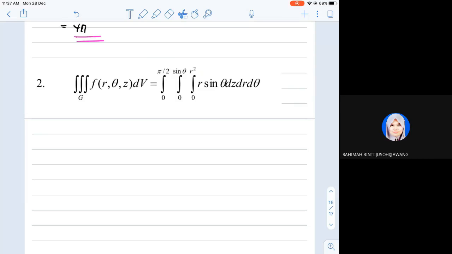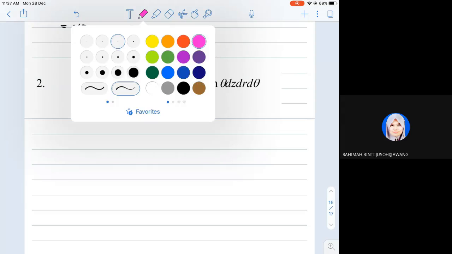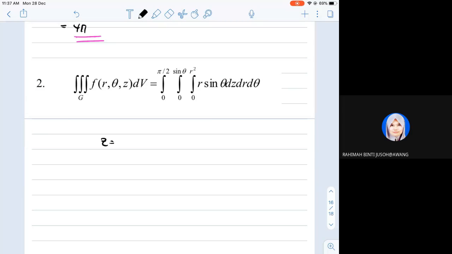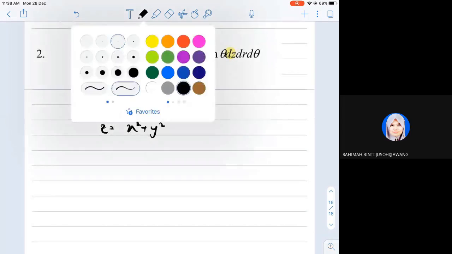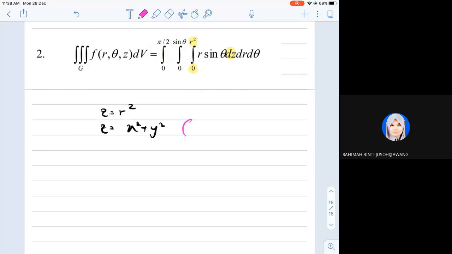Okay, question number 2. Right here, we have z equals to r squared. Okay, limit of z equals to r squared ni. dz, limit of z equals to r squared. Okay, so in rectangular equation, z equals to x squared plus y squared lah. This is a y in 3D. This is a, ingat lagi tak guys? Sorry, bentuk apa? Salah tak apa, saya tak marah. Saya suka bila you jawab. Bentuk apa?